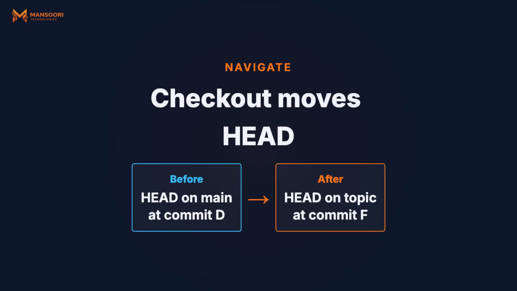Checkout in the mental model moves head. Checking out a branch puts head on that branch. Checking out a commit can detach head so you can read old code safely. Just remember where you left your branch tips.